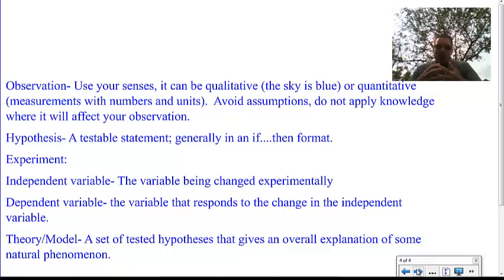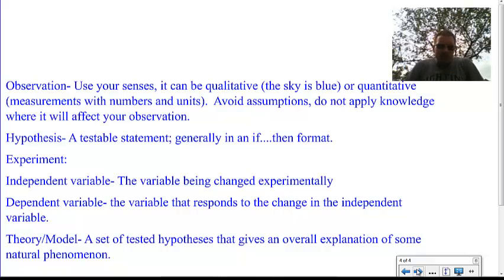The next thing is a hypothesis. We know what that is. It's a testable statement to answer the question I have. Generally, it's in an if-then statement. If I stayed out till 3 in the morning and then came home, then my wife would kill me. That's very true. I don't need to test that.